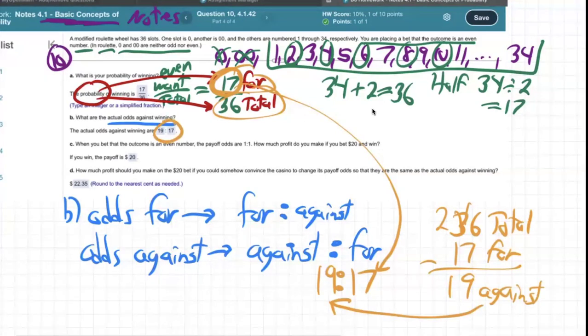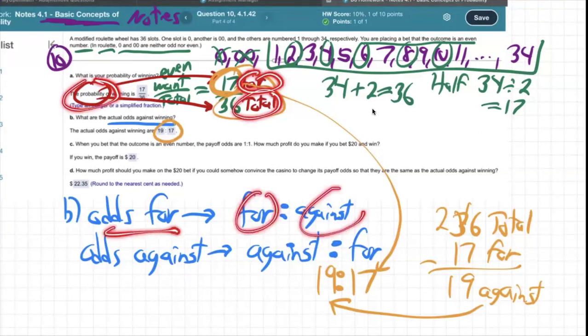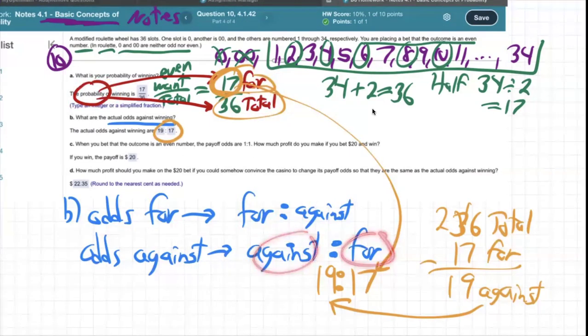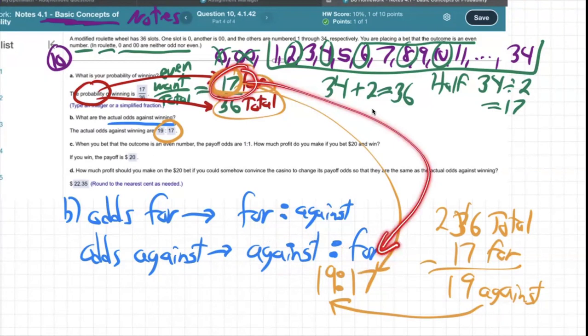So let me go over that one more time. Probability and odds are very similar. Probability is 4 over total. Odds is 4 against, but odds against, you switch it around, is against colon 4. So there's not a total, it's just against colon 4. The 4 starts out as 17, and then for the against, you take the 17 away from the total to get the against.